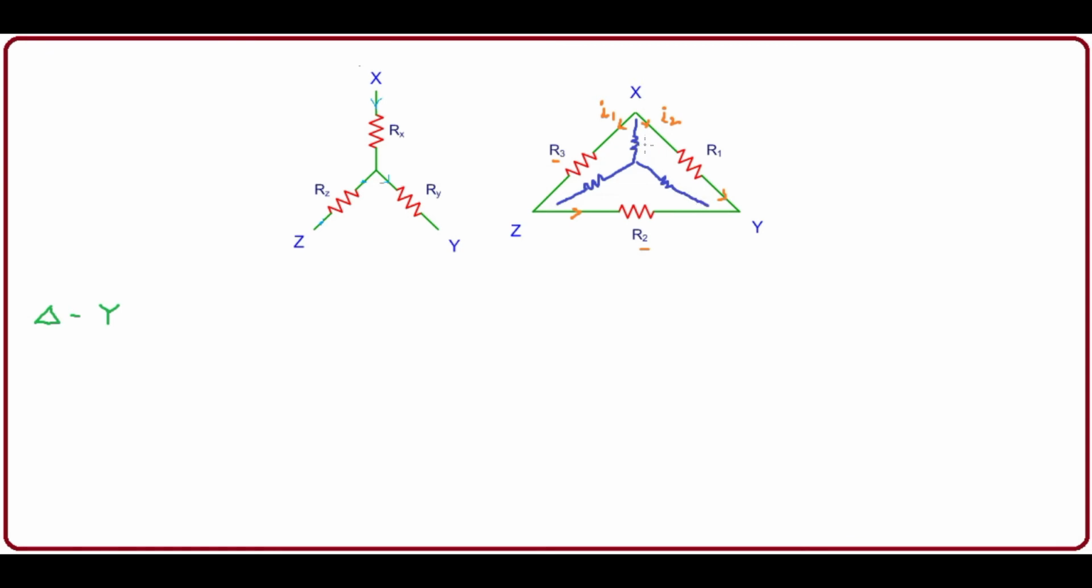So what is this part? This part is Rx. Now I can say simply, Rx is equal to the multiplication of the two resistors connected with this. The two resistors connected with this are R1 and R3. So Rx will be equal to R1 R3 divided by the sum of all the resistors, R1 plus R2 plus R3.